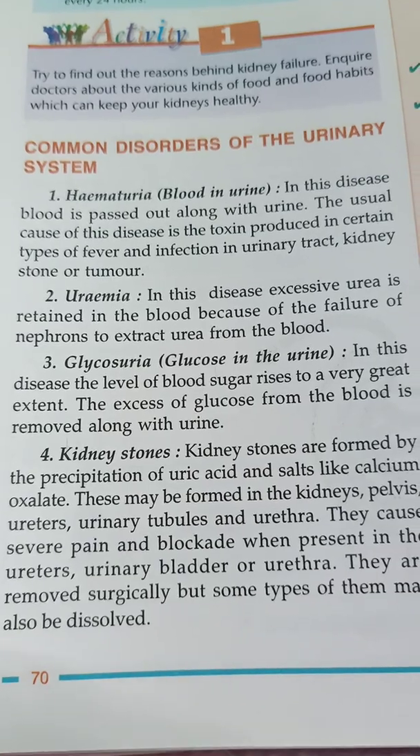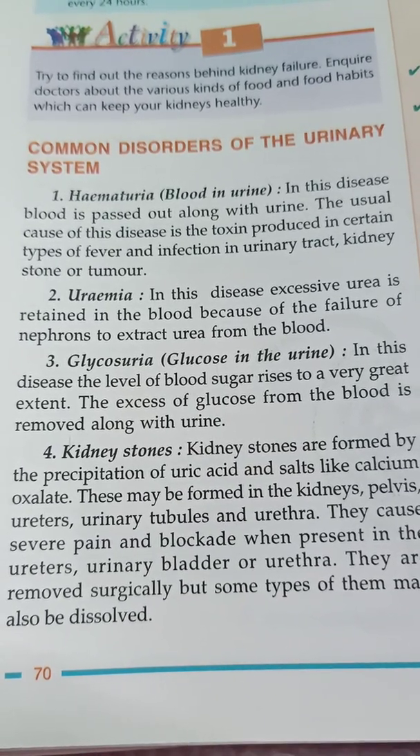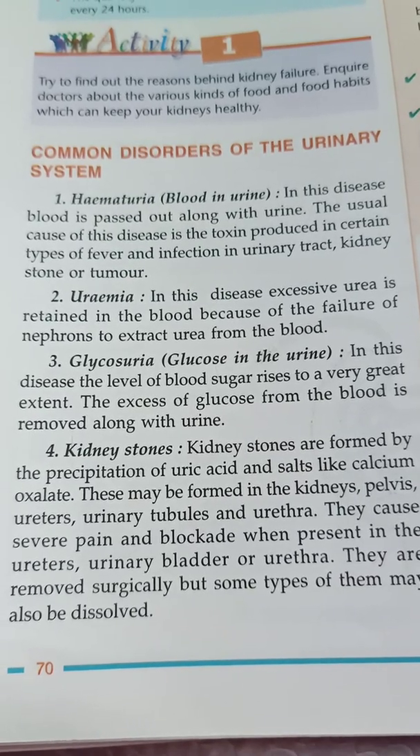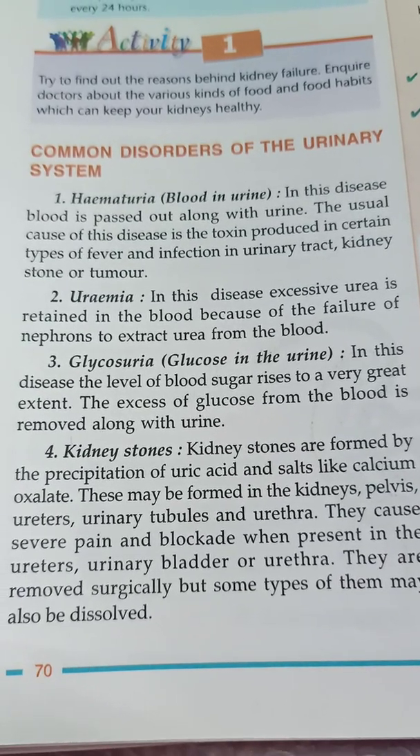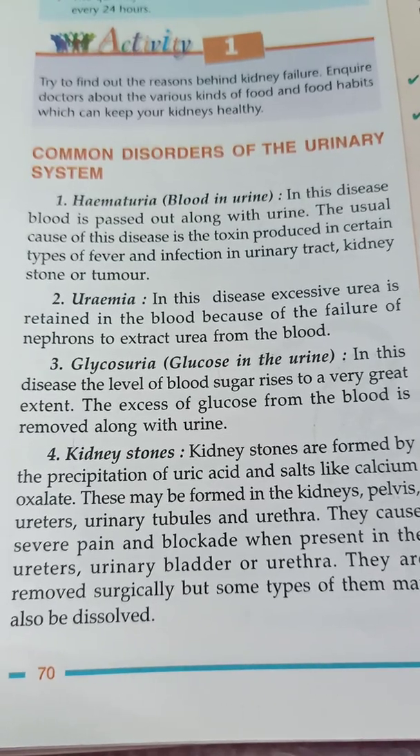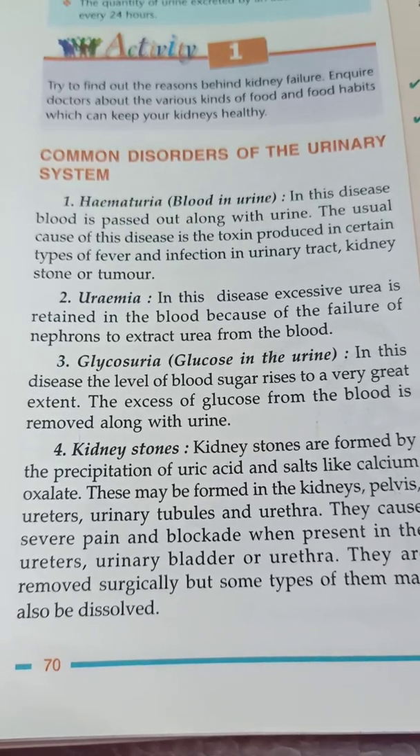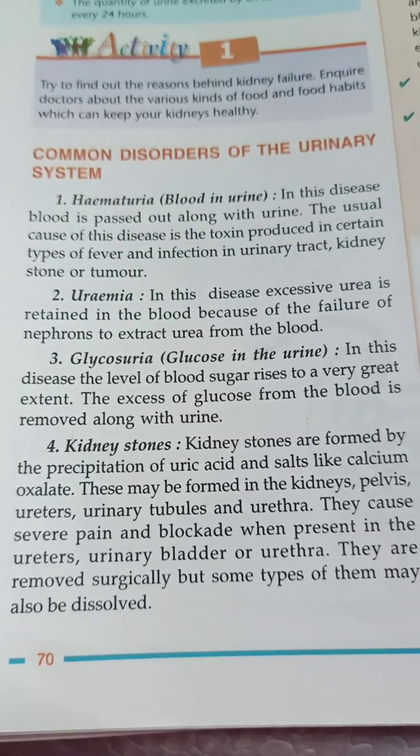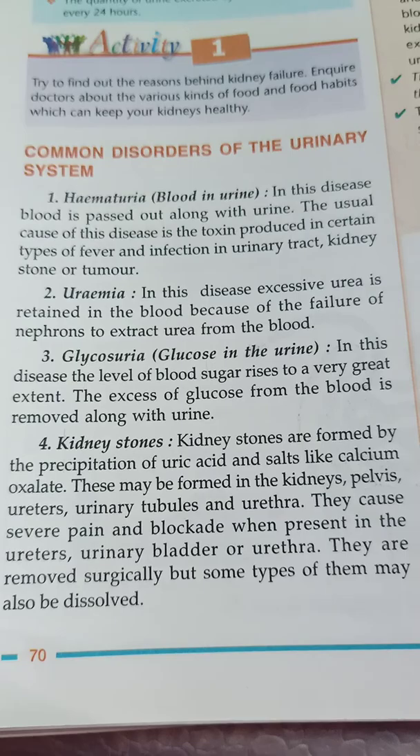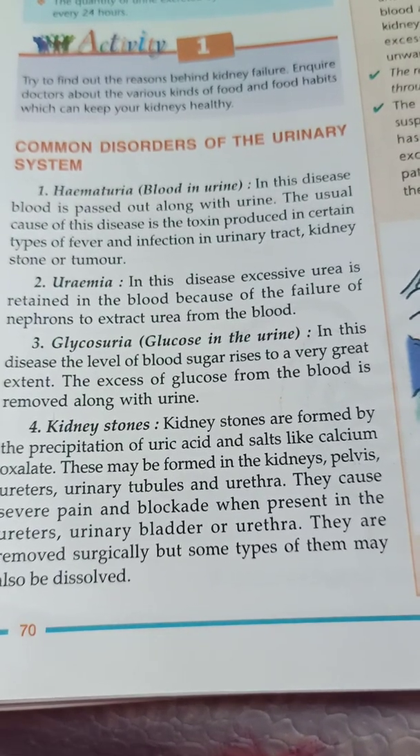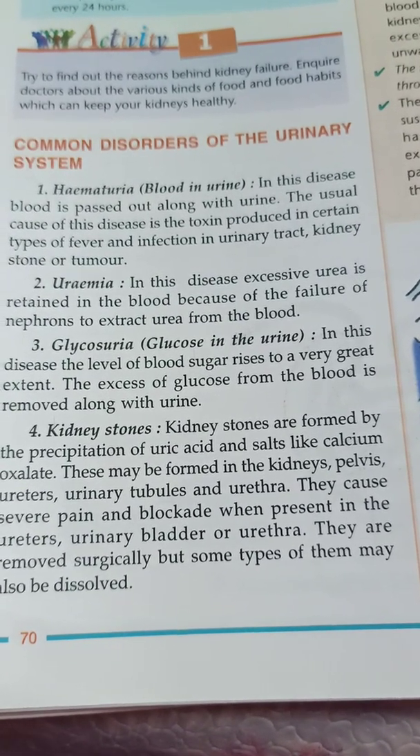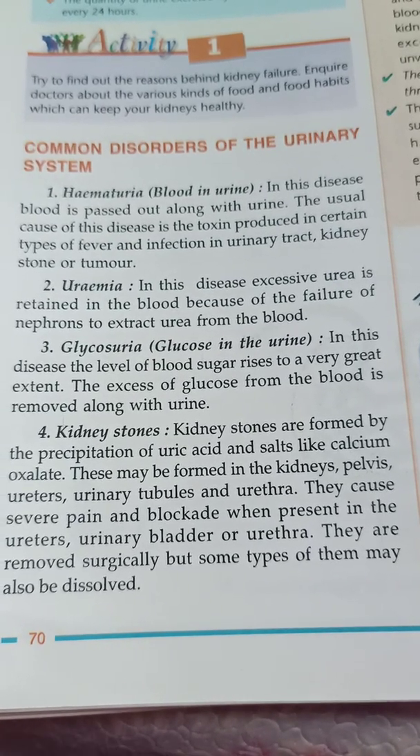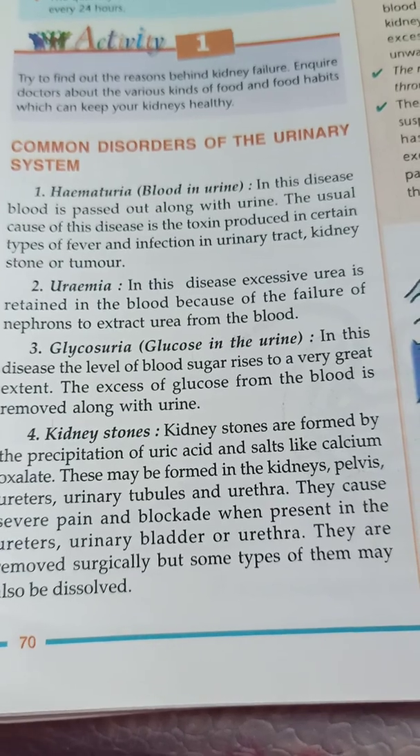Now the second kind of disease is uremia. In this disease, excessive urea is retained in the blood because of the failure of nephrons to extract urea from the blood. Third is glycosuria, or you can say glucose in the urine. In this disease, the level of blood sugar rises to a very great extent. The excess of glucose from the blood is removed along with the urine.